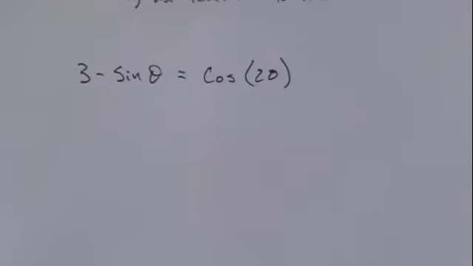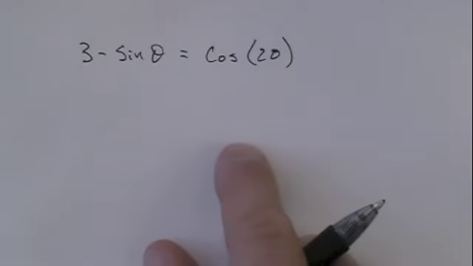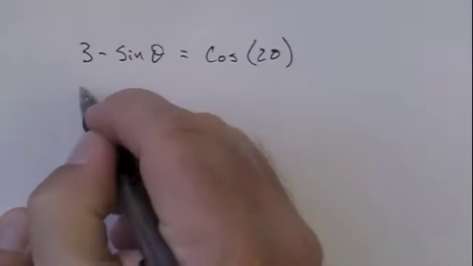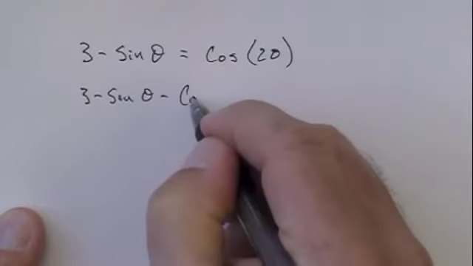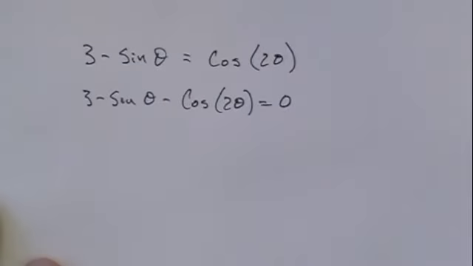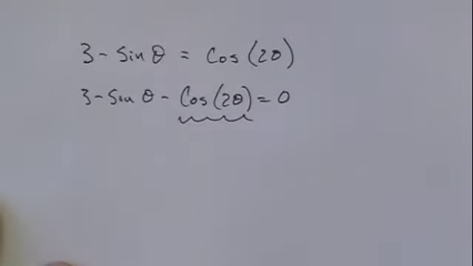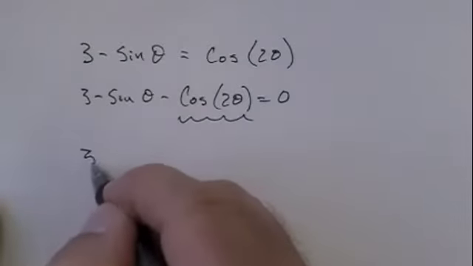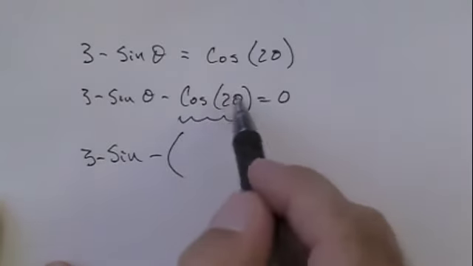So in this example, we have 3 minus the sine of theta is equal to cosine of 2 theta. So again, what we want to do here is we want to set this equal to 0. So 3 minus sine of theta minus cosine of 2 theta is equal to 0. Now we know cosine of 2 theta is also equal to 1 minus 2 times sine squared theta. So if we substitute, and we're subtracting that quantity, it's minus cosine 2 theta.